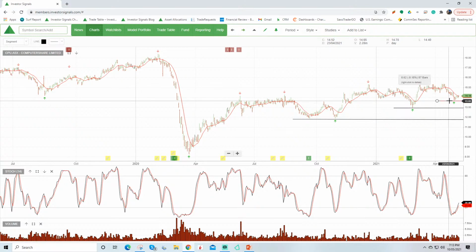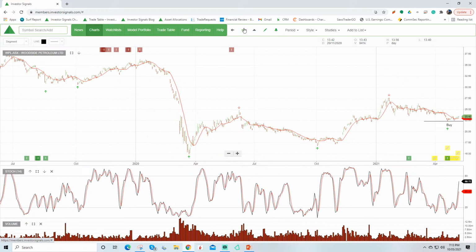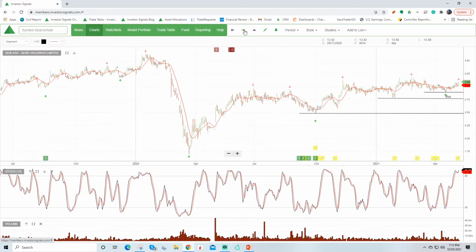Computershare, support here at around this $13.60 level. Not looking for too much upside there in Computershare, but pretty comfortable with the latest trading update there that it supports the $13.50 share price. Woodside Petroleum, if you don't hold this, think about adding it in a portfolio. We think energy prices remain well supported.